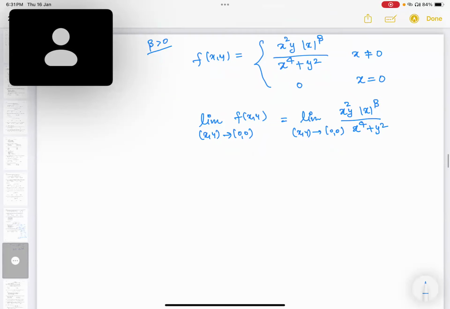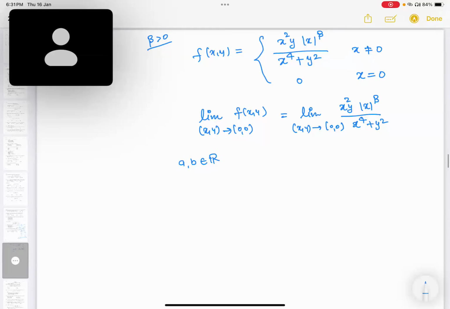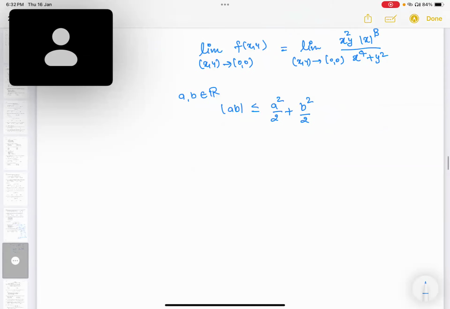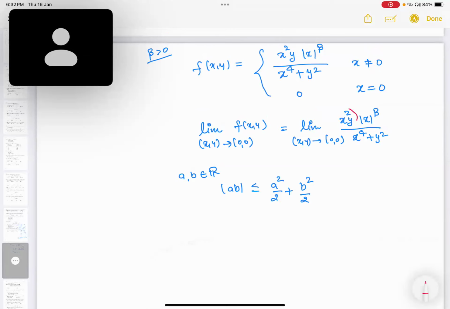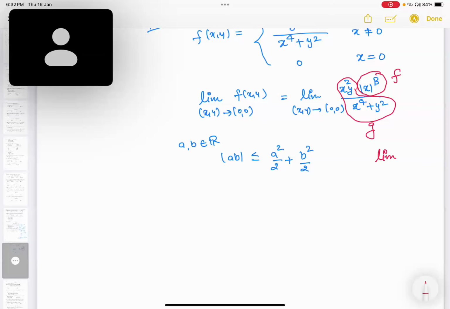If you remember, last time I told you the inequality: for a and b real numbers, you can take both as non-zero, mod ab is always less than or equal to a square by 2 plus b square by 2. Right? Now see this part. Suppose this is your z and this part is your f. Now you can observe that the limit as x tends to 0 of mod x to the power beta is equal to 0, because beta is greater than 0.